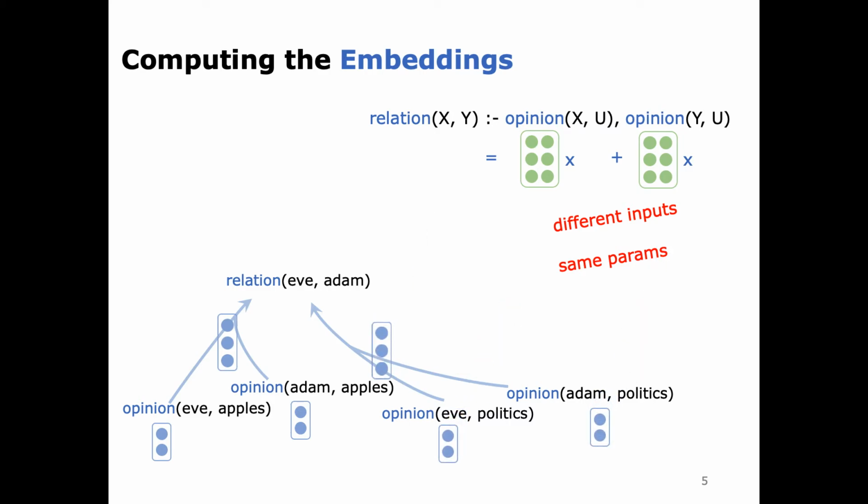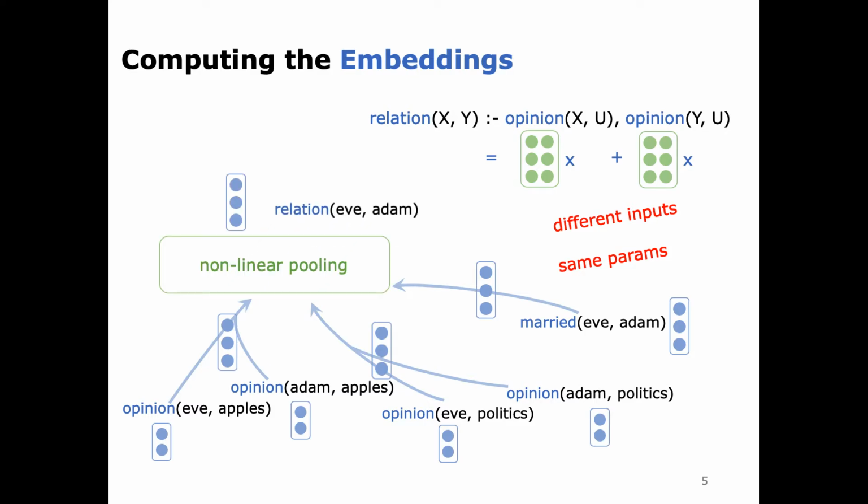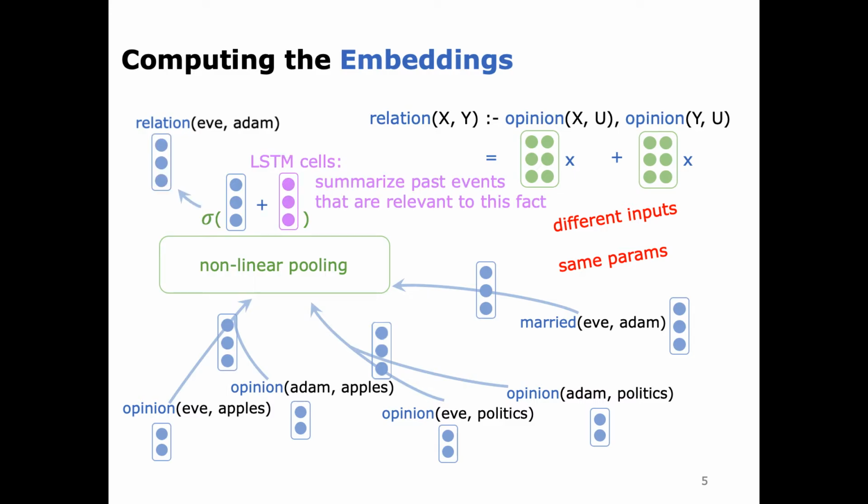The parameter sharing makes it possible to generalize to rare and novel events. There may also be rules about how marriage status contributes to the relationship. All these contributions are pooled, plus the LSTM cell of this relation, and then passed through a nonlinearity to get the embedding of this relationship. The LSTM cell summarizes all the past events that are relevant to this fact. We will show how it works on later slides.